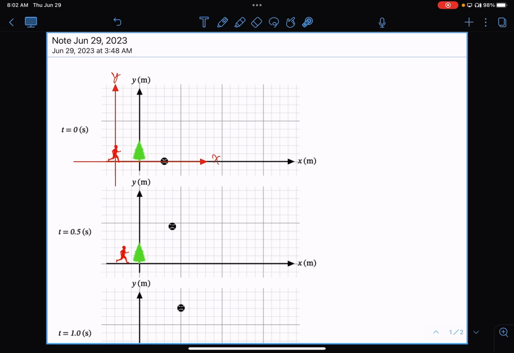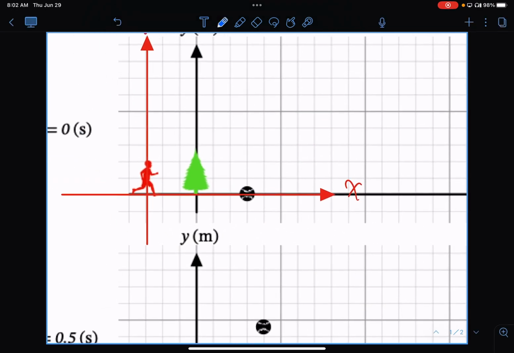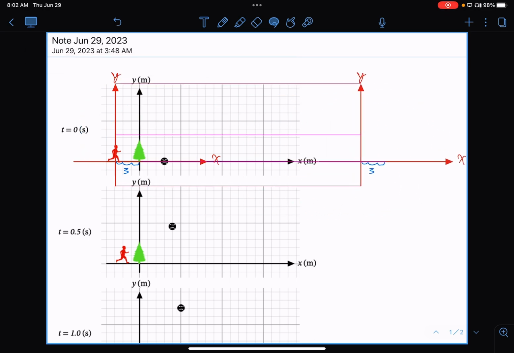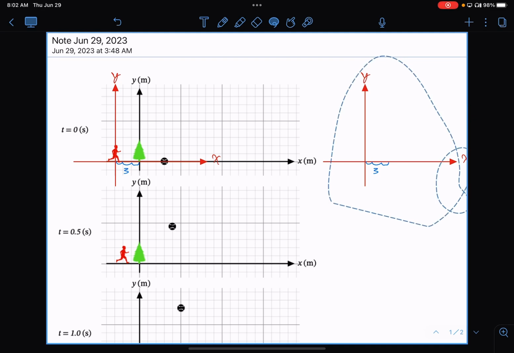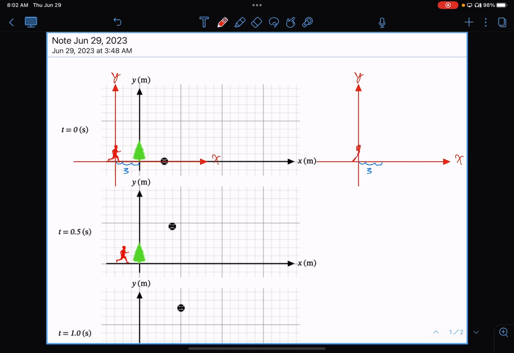Okay, so now let's see where the tree is located inside the boy's frame. I can look at the grid lines and start counting. The tree is 1, 2, 3. It is 3 meters to the right of the boy. So in the boy's frame, the boy is always at the center, at the origin of his own frame.